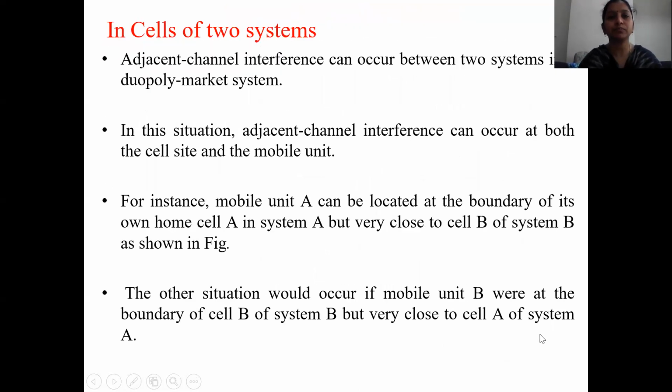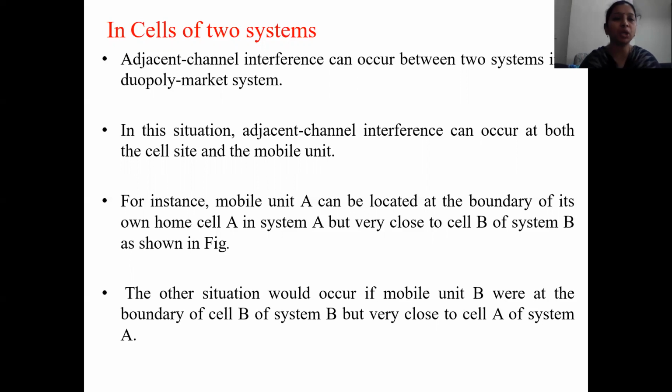Adjacent channel interference can occur between two systems in a duopoly market system. What is a duopoly market system? It is one where two different operators are handling the channels. If it is only one system, they will follow one criterion: they will maintain the filter characteristics of 6 dB and 24 dB fall-off, the channel assignment will be at a minimum 10 channels away, and the bandwidth will be 5B. All these precautions they will take while designing a system.